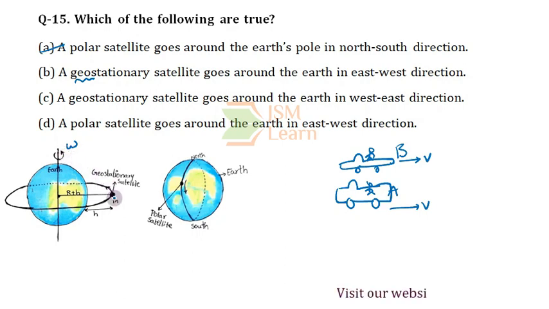Both are having the same speed, and the geostationary satellite is also moving in the same direction as the Earth. We know that Earth moves from west to east. Then geostationary satellites also move in the same direction, from west to east, so that with respect to the people standing on the Earth, this satellite will always remain stationary. So the statement that geostationary satellites go around the Earth in the west-east direction is true. Our option C is true.